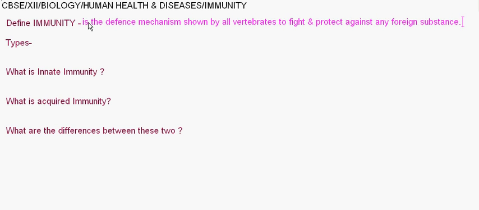So what is immune response? The response means the actions taken by the defense mechanism, which is called immune response. Now what are the types of immunity? Basically two. One is innate and the next one is acquired. Now as I was saying, immunity is shown by all vertebrates, but in case of mammals, specifically in human beings, it's much more developed and specific.